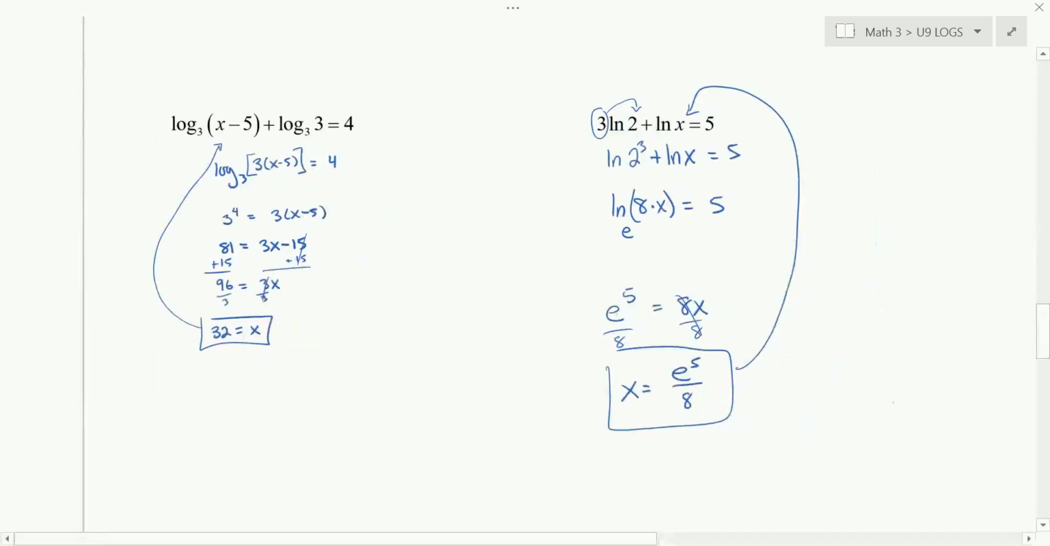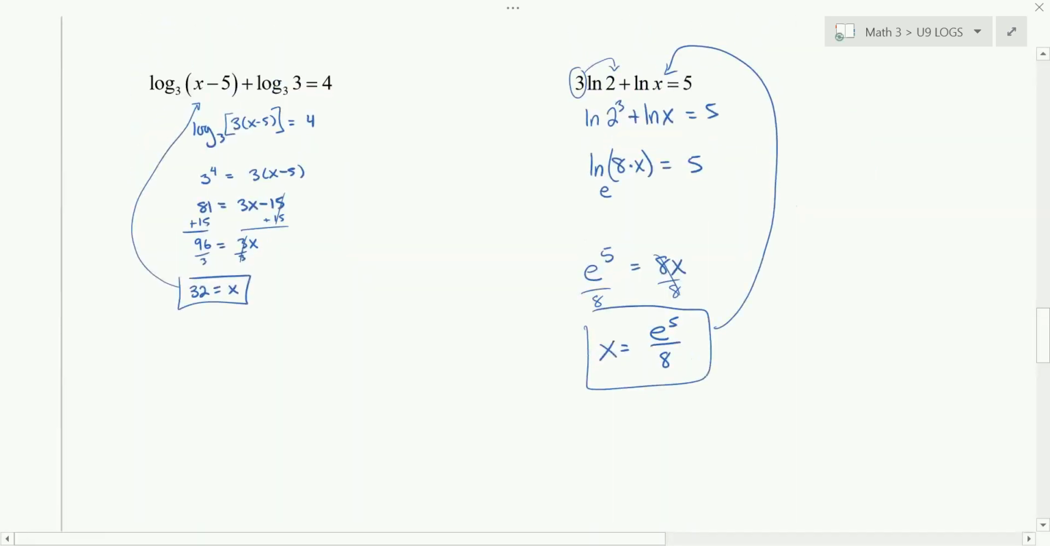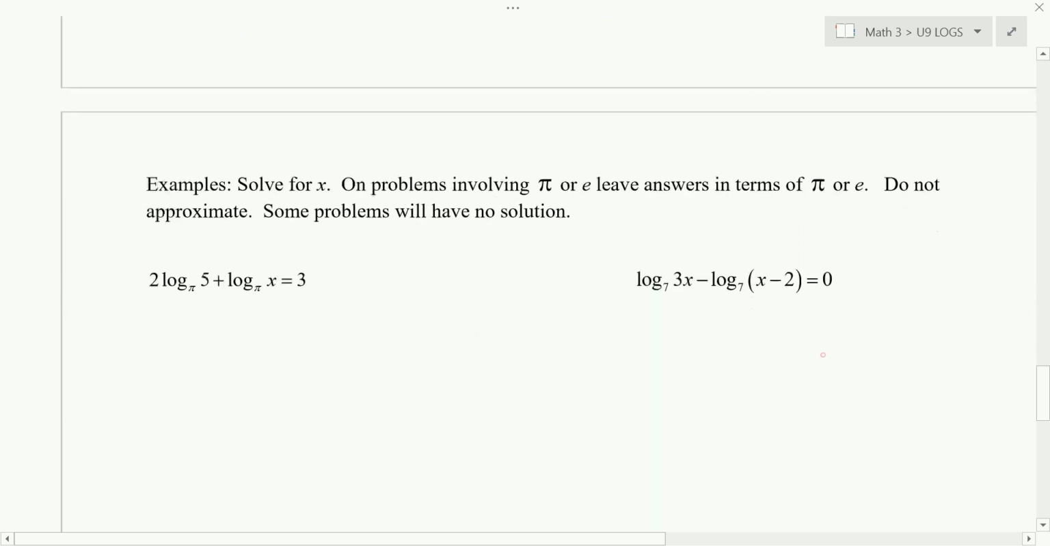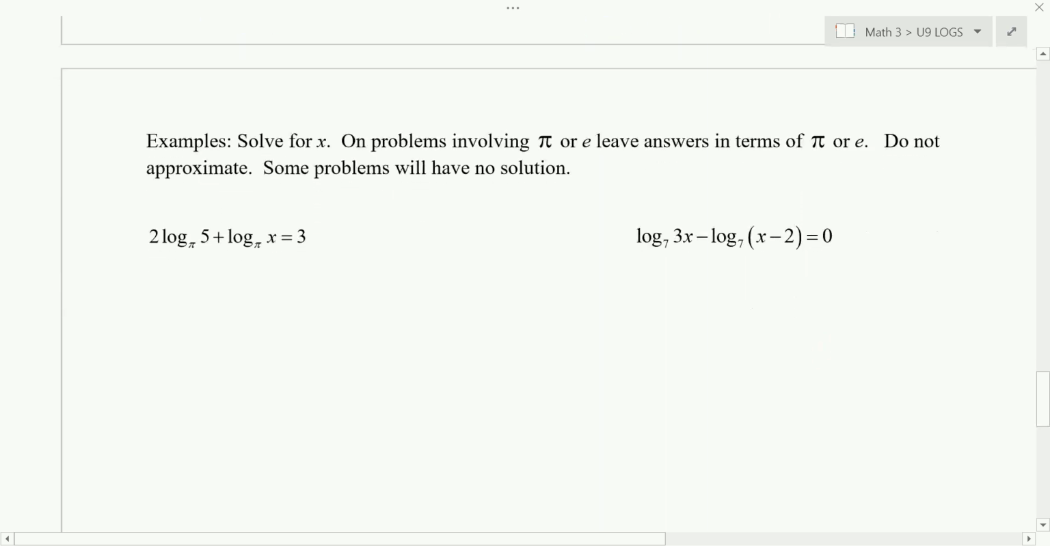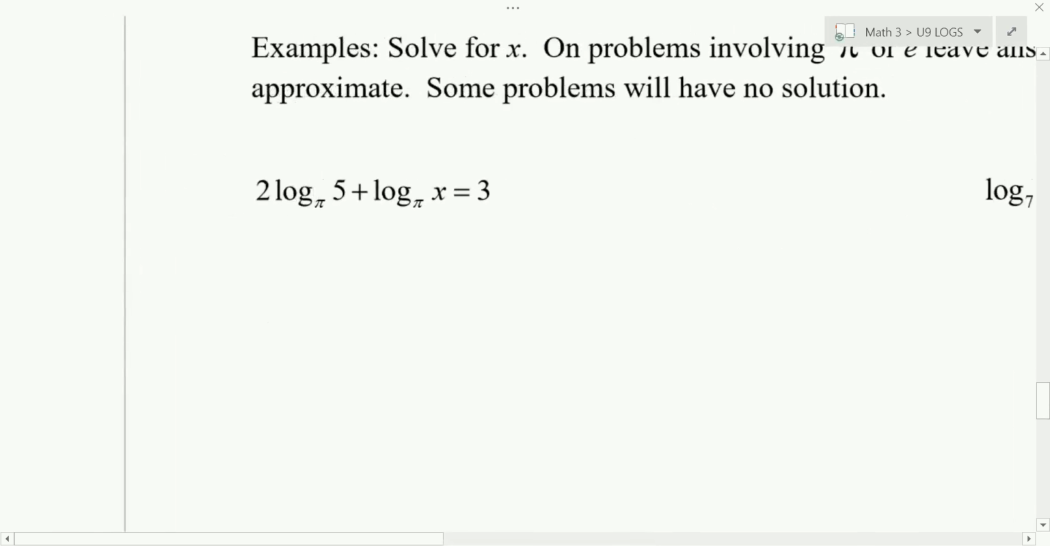All right, on the next page, got 2 more. So here, log 2 times log base pi of 5 plus log base pi of x is equal to 3. Again, try it out.